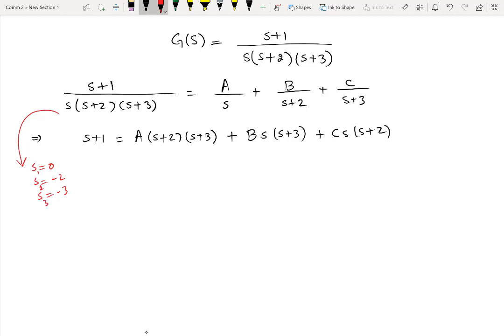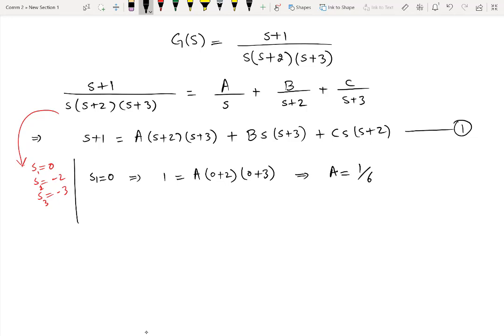Now for each value of the root we will compute the coefficients by using, let's say, equation 1. So for the first root, s1 equal to 0, on the left hand side we will have 1. On the right hand side, for s equal to 0, the second and third terms will be 0, and we are only left with the first term, which is (0 plus 2)(0 plus 3). So from here you can easily see that the value of A comes out to be 1 over 6.